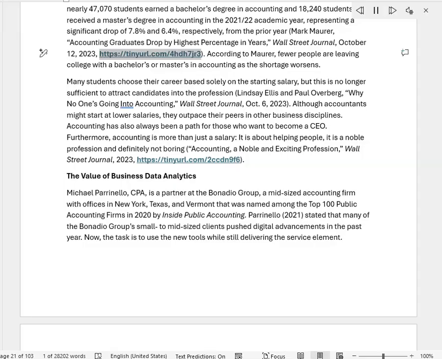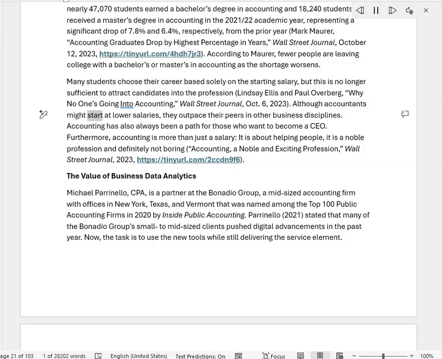According to Moorer, fewer people are leaving college with a bachelor's or master's in accounting as the shortage worsens. Many students choose their career based solely on the starting salary, but this is no longer sufficient to attract candidates into the profession. Lindsay Ellis and Paul Overberg, Why No One's Going Into Accounting, Wall Street Journal, October 6, 2023.